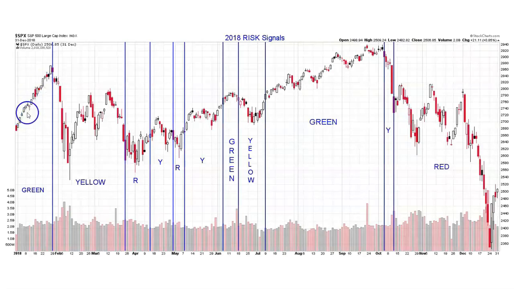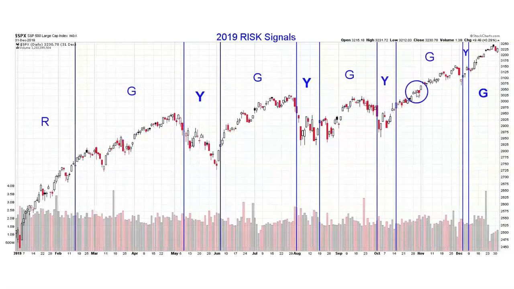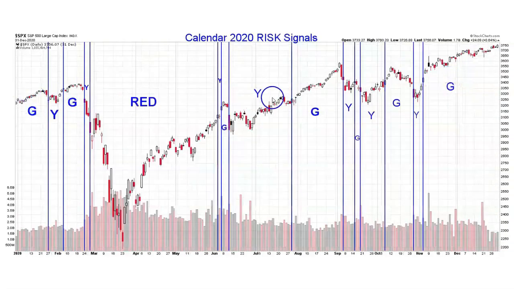The green signal is the best risk-reward ratio signal for equity investors. And what you're going to find is that most upward progress in the stock market will happen in a green signal environment, as we see here.